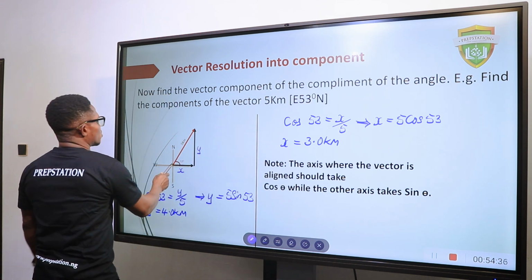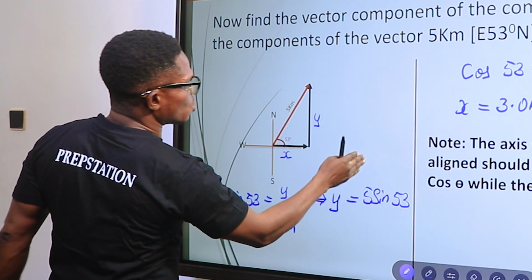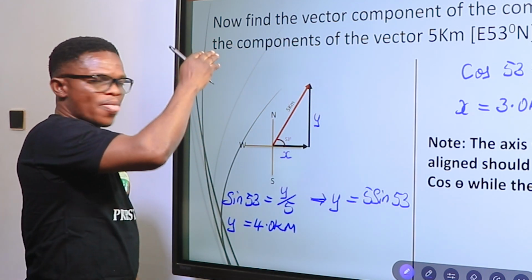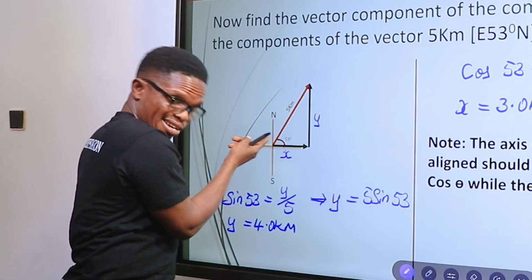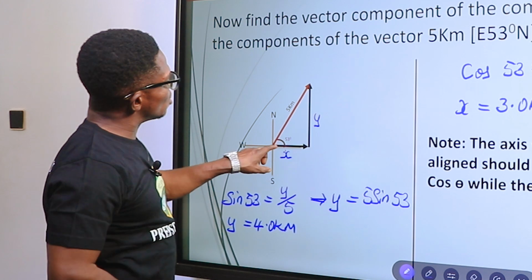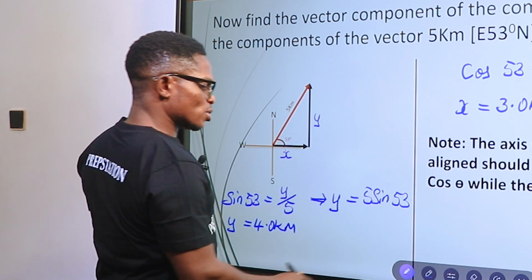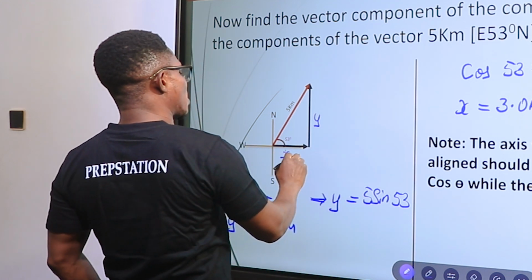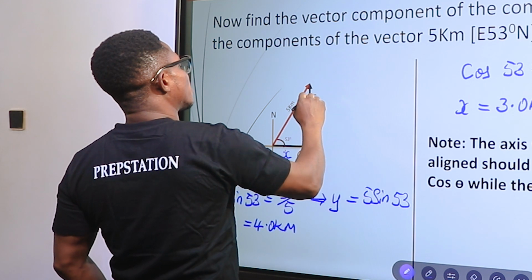Now this is the vector, the red line. Where does this vector align to? Is it to the horizontal or to the vertical line? From what you can see, this vector is aligned to the horizontal line. So in that case, the horizontal line will take cos theta, while the vertical will take sine theta.